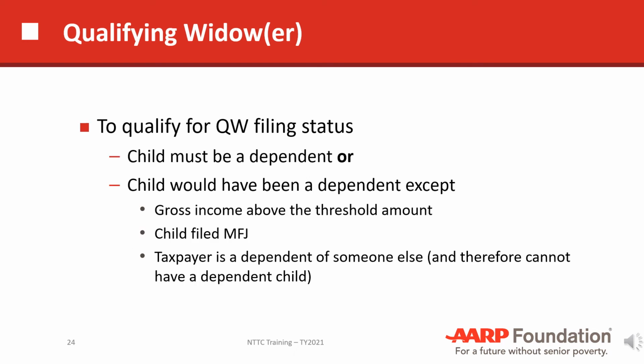Just to elaborate a little bit on the dependent child in this qualified widower situation, the child must be a dependent, or the child would have been a dependent except that the child had gross income above the threshold amount, or the child filed a married filing jointly tax return. Taxpayer is a dependent of someone else. So if the taxpayer is a dependent of someone else, then they, by law, cannot have a dependent child. So that would exclude them from being able to use qualified widow or widower.